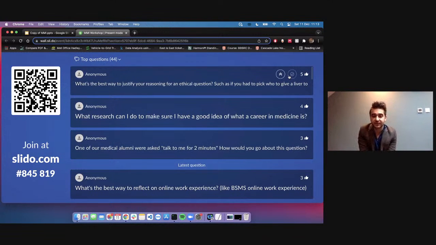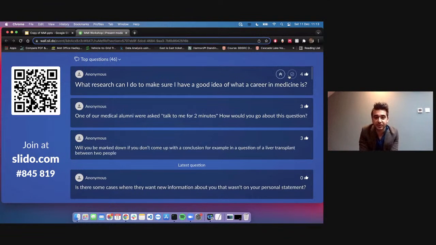What's the best way to justify your reasoning for an ethical question? I think Ellie did cover this in her session. She said, start by just saying it is a very difficult scenario and there's going to be different viewpoints. Then go through each side. Maybe there's 1, 2, or 3. And that's where you use your ethical terms, and then you come to a conclusion.